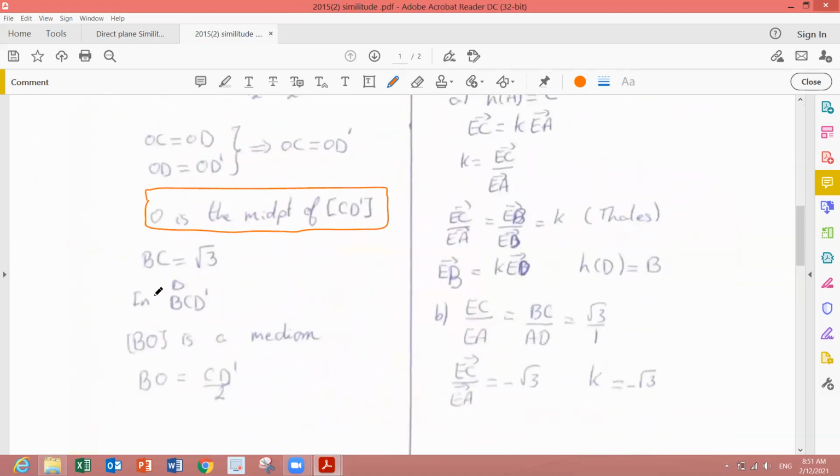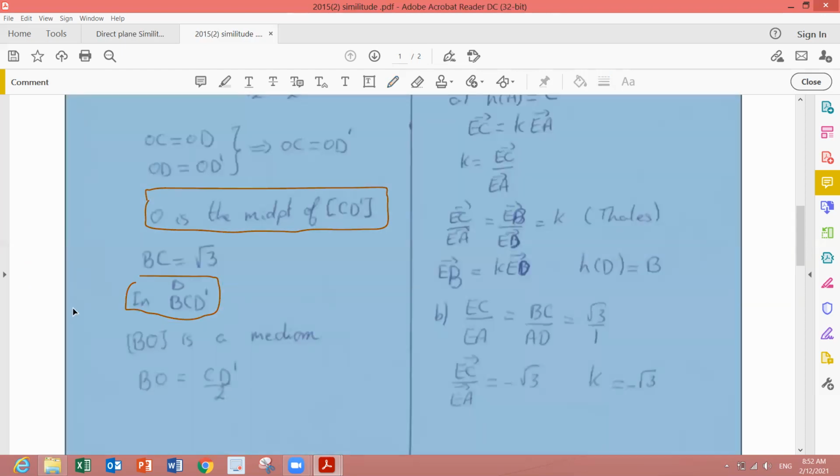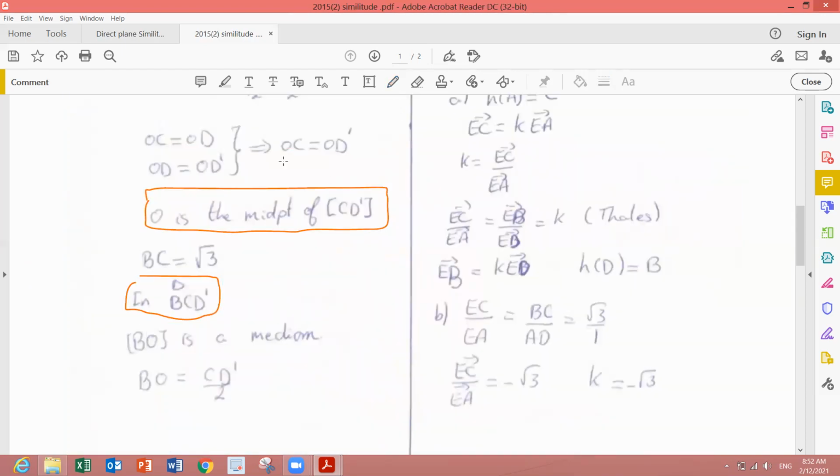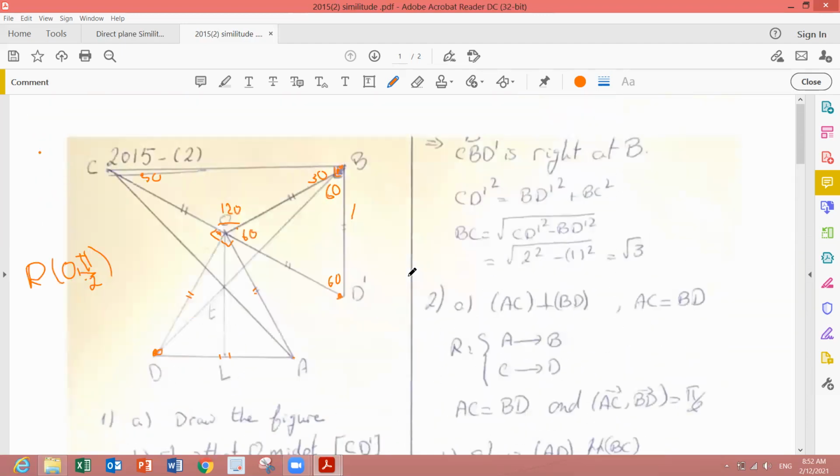So in triangle BCD prime, BO is the median, and BO equals CD prime over 2. Then triangle CBD prime is right at B.